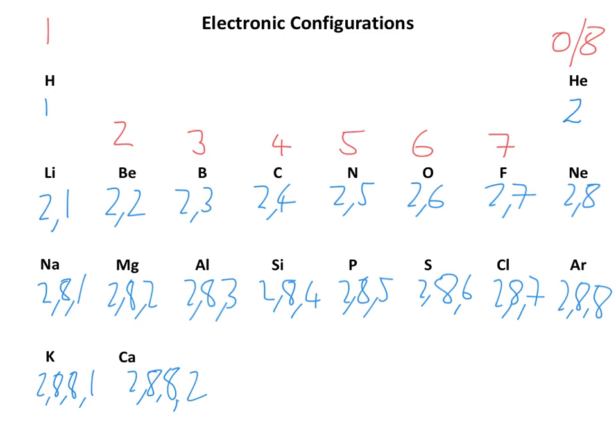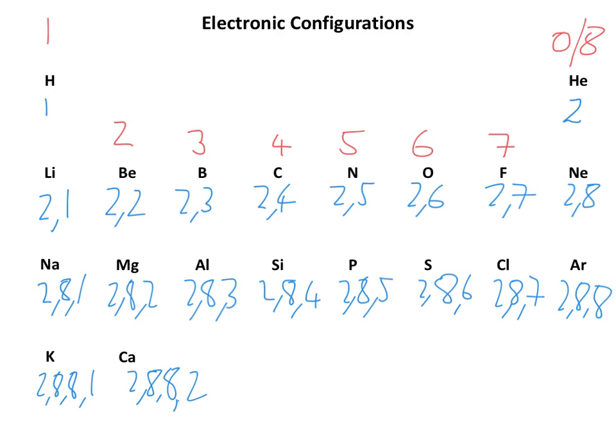So rather than me talking through all of them, I just skipped ahead a little bit there. But what you can see now is that everything in group 1, even hydrogen, which doesn't always sit here, has 1 electron in its outer shell. Everything in group 2 has 2 electrons in the outer shell. 3 electrons, 4 electrons, 5 electrons, and you need to be able to do the first 20 elements, writing out the electronic configurations.